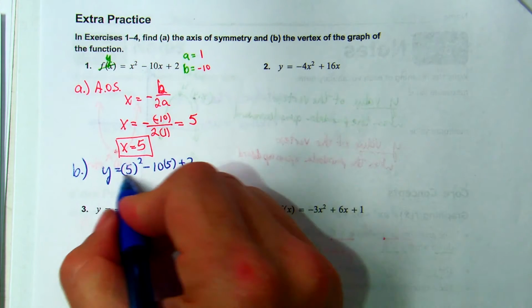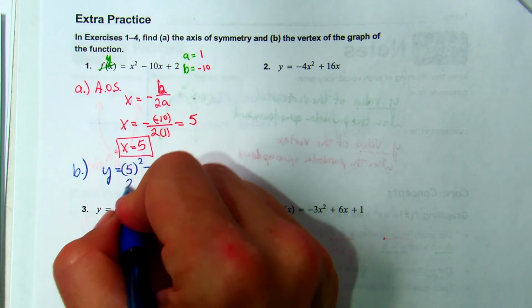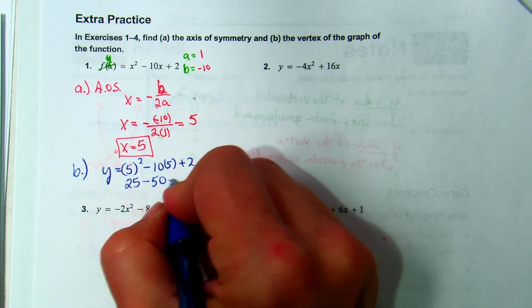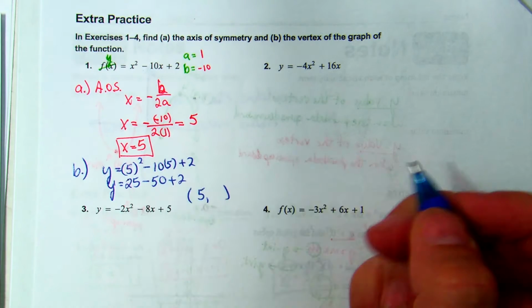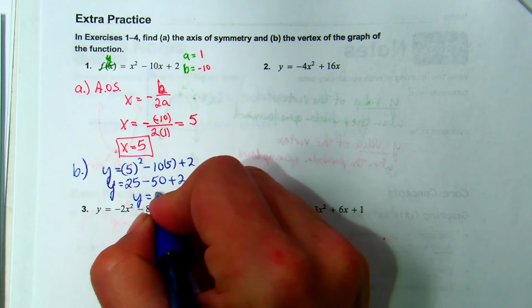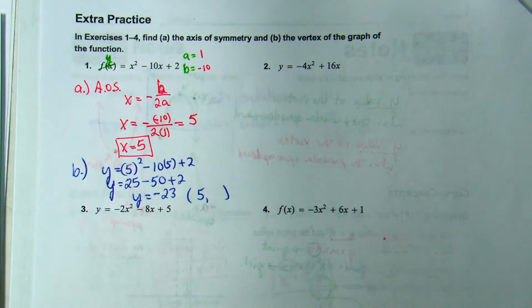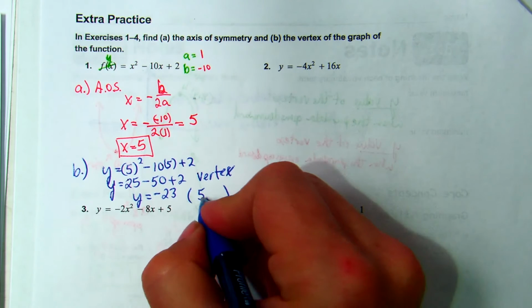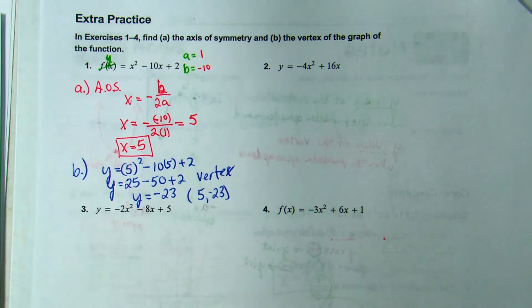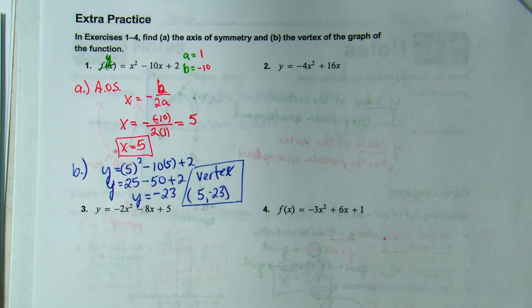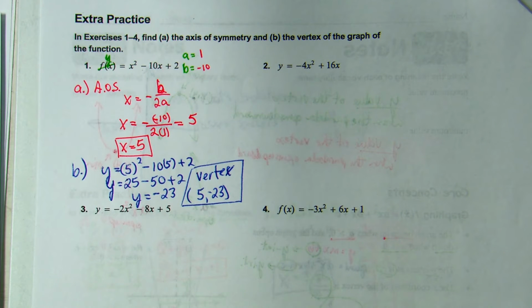If I simplify this a little more, 5 squared is 25, 10 times 5 is 50, and we'll add 2. When I do my math, I end up with y equaling negative 23. So my vertex is at 5 and negative 23. And that's it. We just have to find the axis of symmetry, then plug the x value back into the equation to find the y value.